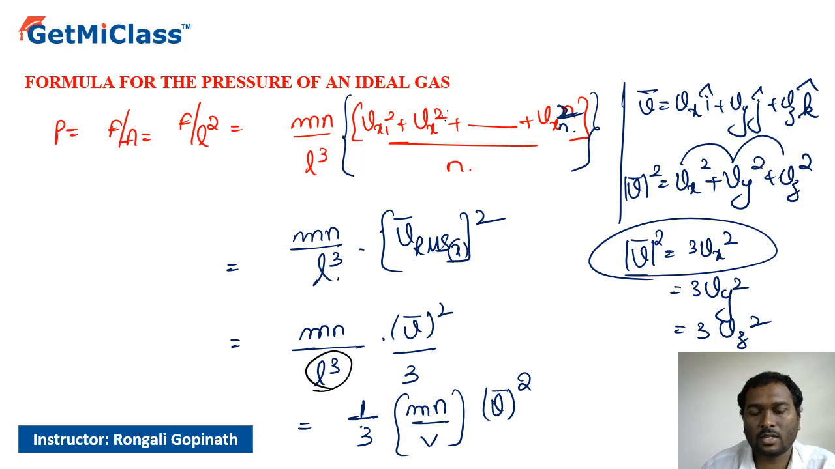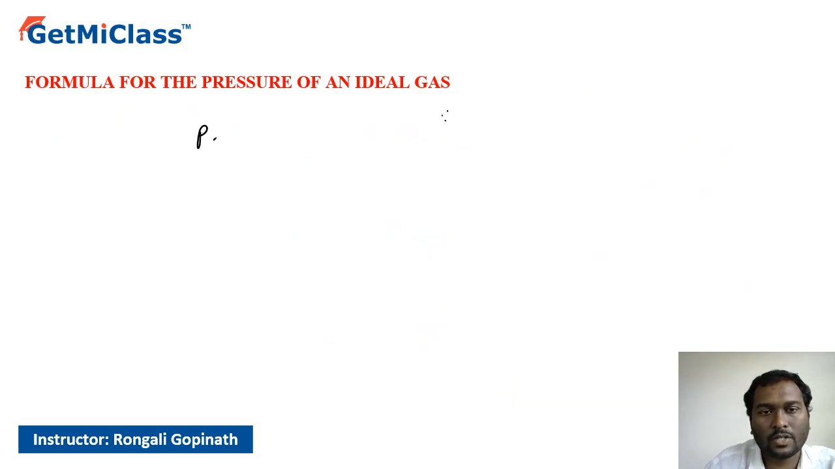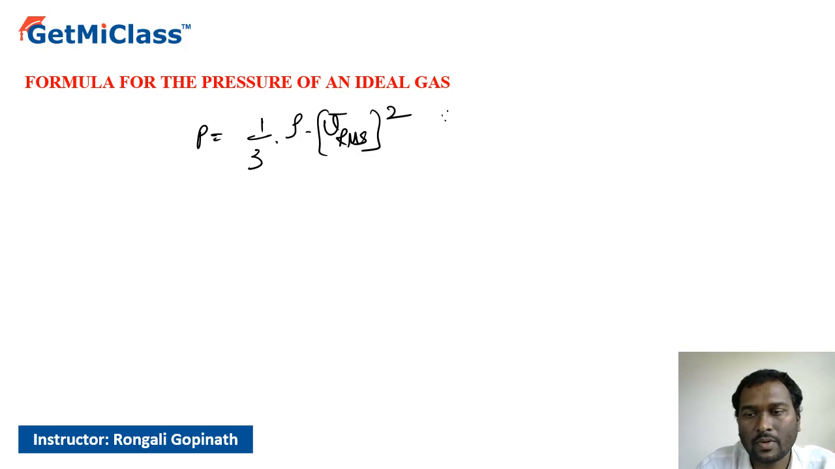Why v? L cube is nothing but the volume of the cube, so I represented it with v. Now let's see what is there in the square bracket. Small m is the mass of each molecule. Small n is the total number of molecules. So mass of each molecule into total number of molecules can be called the total mass of the gas, divided by volume. Mass by volume is density. So we have pressure equals 1 by 3 into rho into Vrms square. This is how we have derived the formula for pressure in terms of density and Vrms.